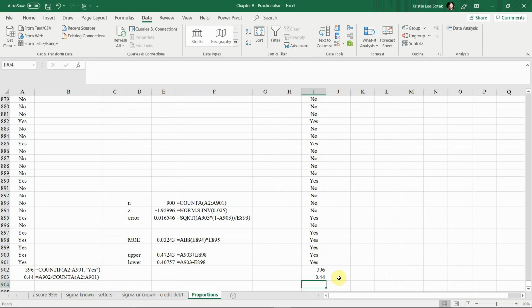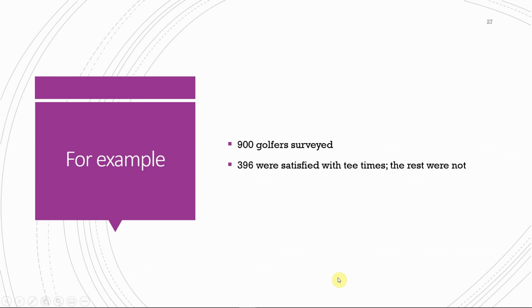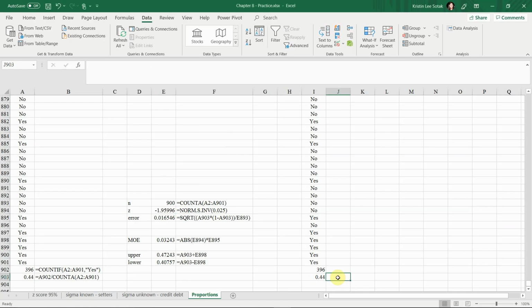So we know that 44% are satisfied with tee times. Another way you can do that is equals that value 396 divided by the count. We know that there's 900. We can look at this and see 901, so we know it's 900.